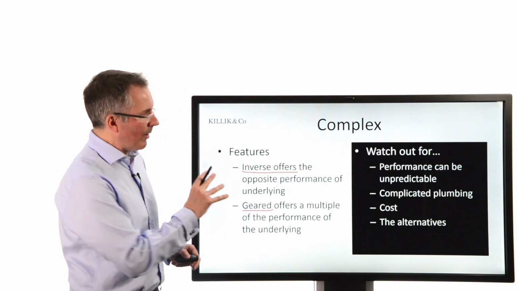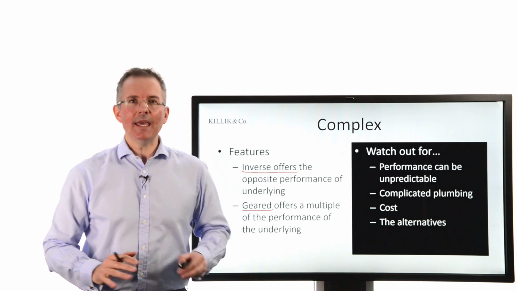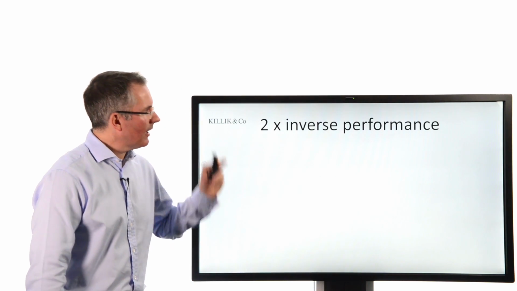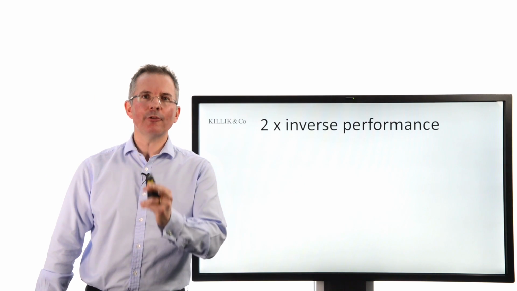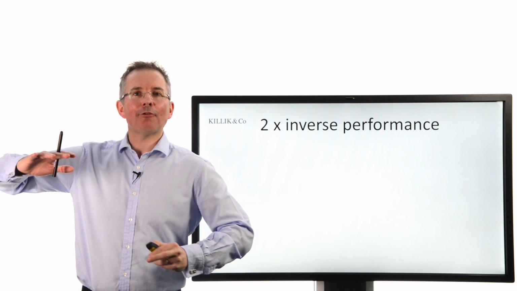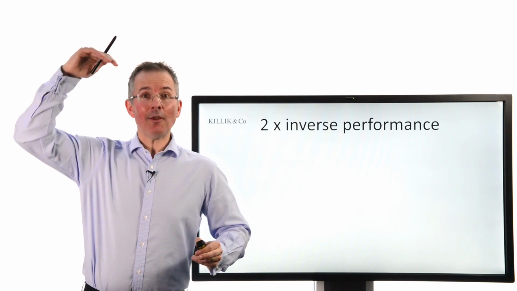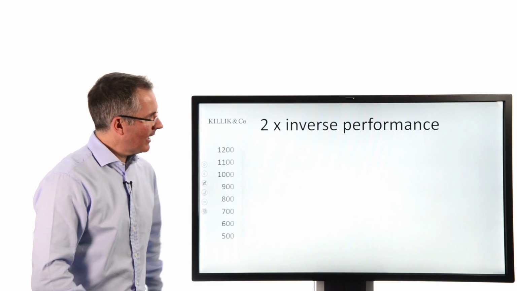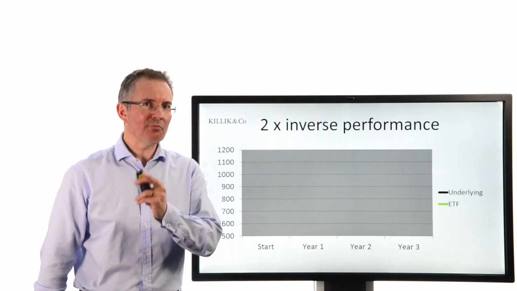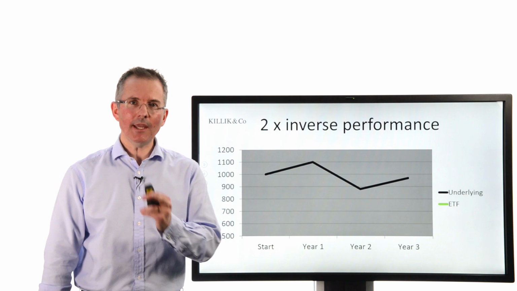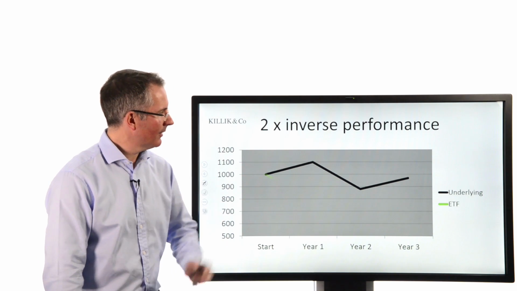Now, what do I mean by, even if you understand this thing, it may not do quite what you expect. Here's an example. So this thing offers twice the inverse performance of an index. So as, for example, the index rises, this thing falls and by twice the distance. Okay. How would that look? I'll show you the maths briefly in just a moment. The underlying index does that. The ETF, and I'll show you the numbers, does that.